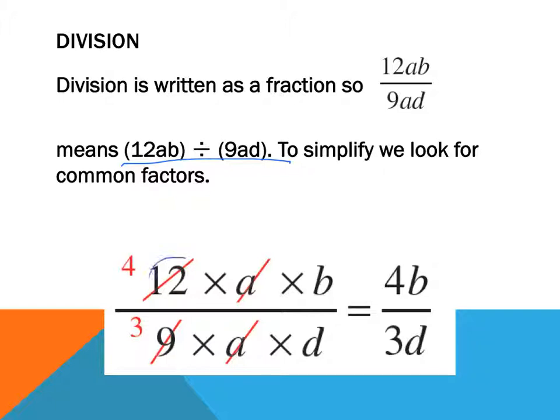So if you have a look here, what I've done, the 12 and the 9, a common factor for 12 and 9 is 3 goes into it. 3 went into 12 4 times and into 9 3 times. If I have a pronumeral on the top that I also have on the bottom, they cancel each other out. So I get an answer of 4b over 3d.